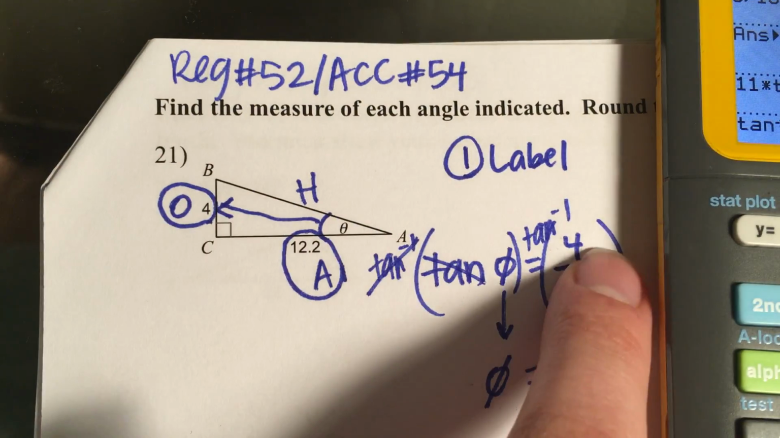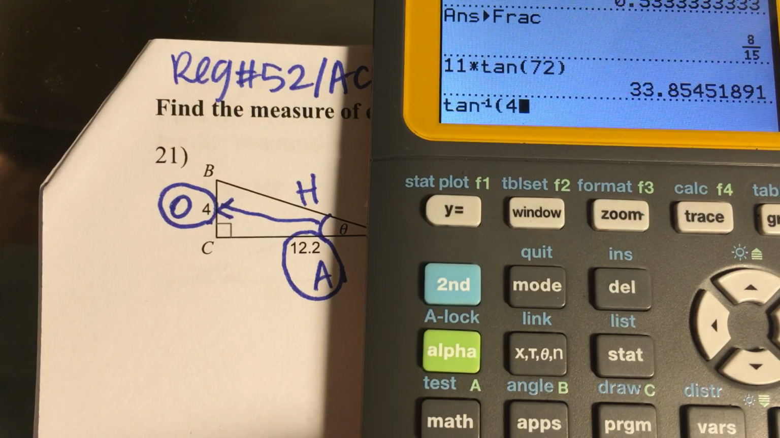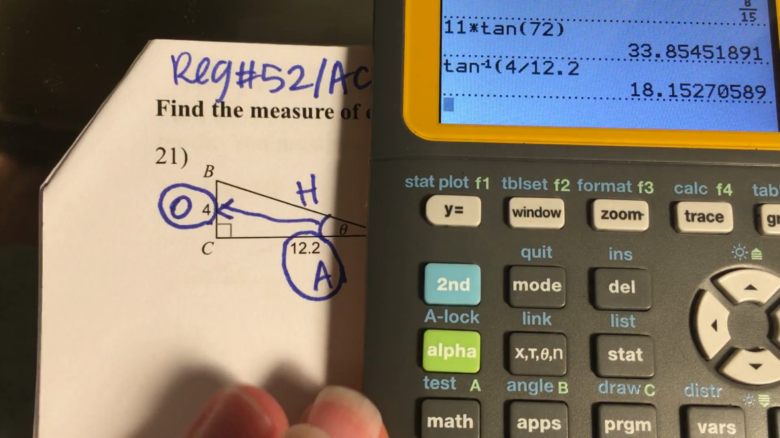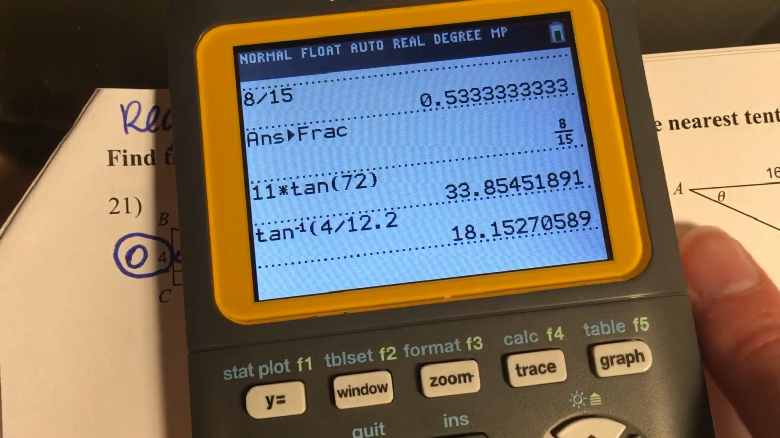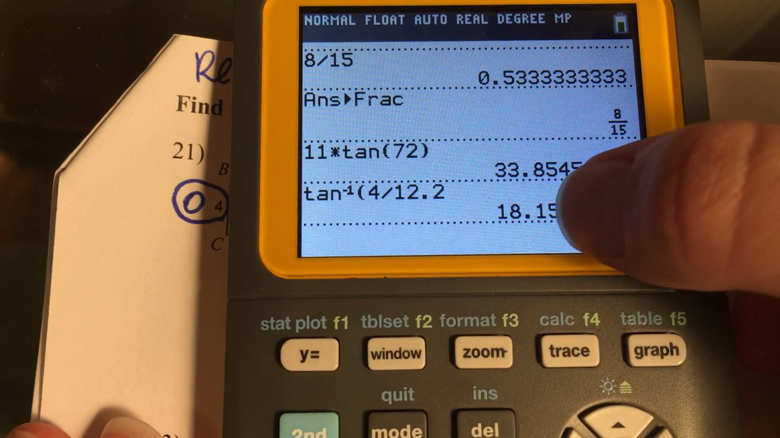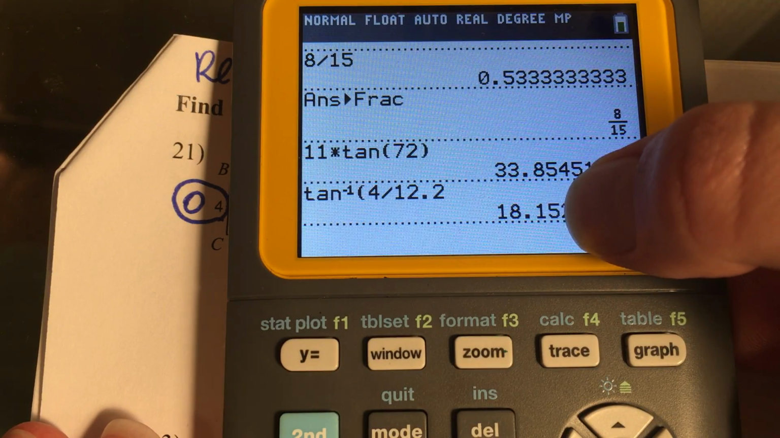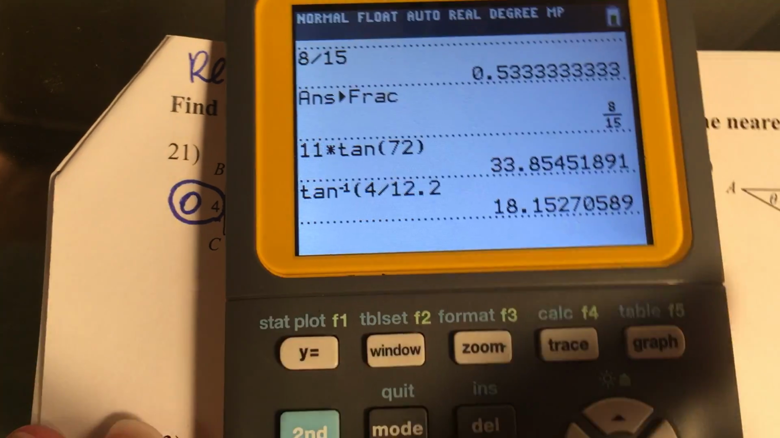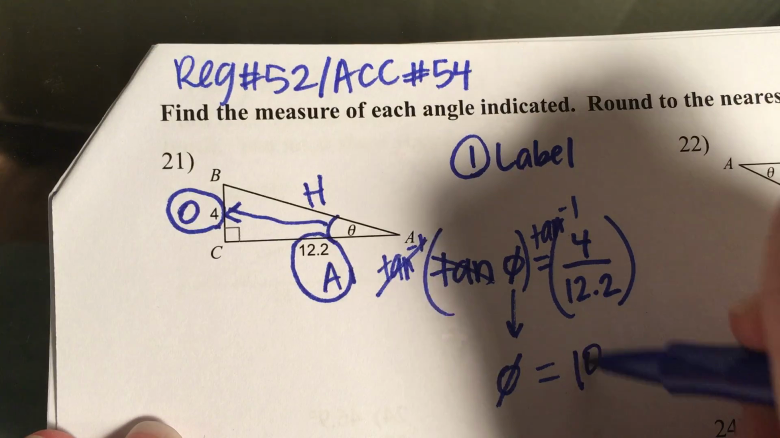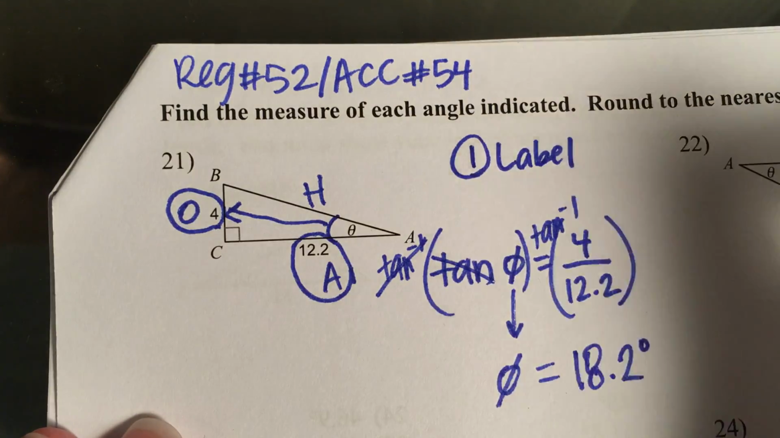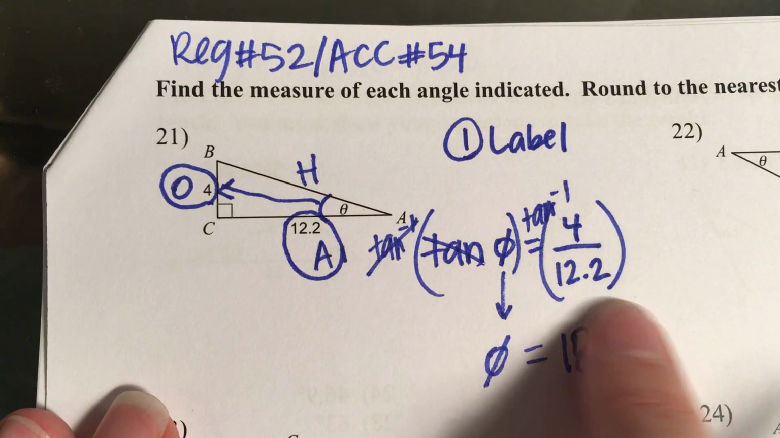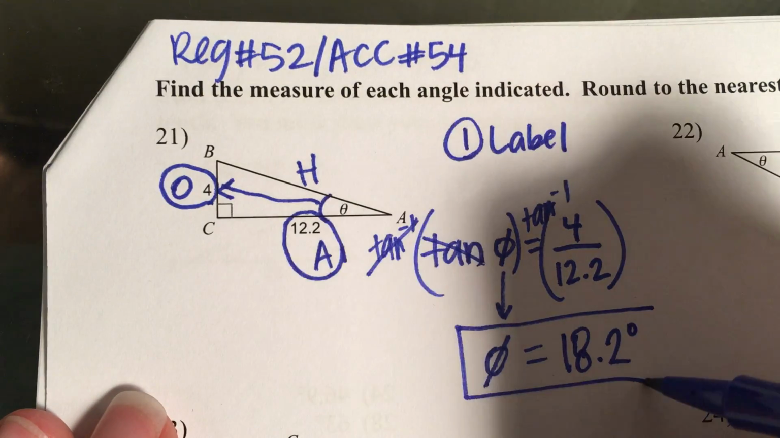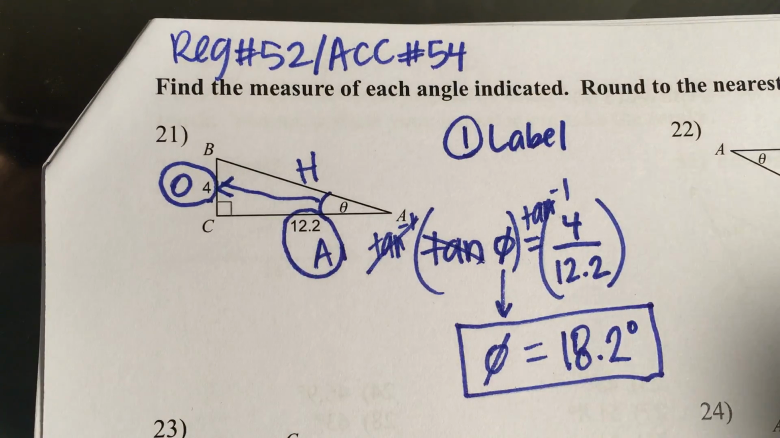And then I'm going to put in the 4 over 12.2. They wanted the nearest tenth, so one decimal place. So I have 18.1. The 5 is going to make that round up to a 2. So 18.2 would be my degrees. And since it's a theta, since it's an angle, we know that it has degrees, so I'm going to make sure to put my degree sign on there.